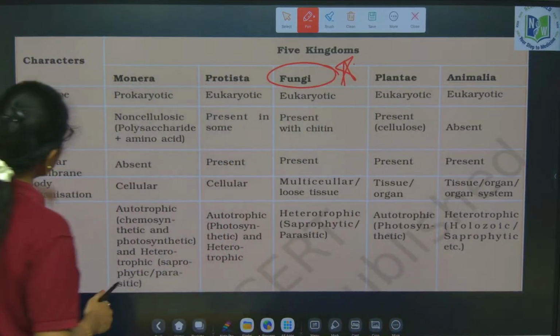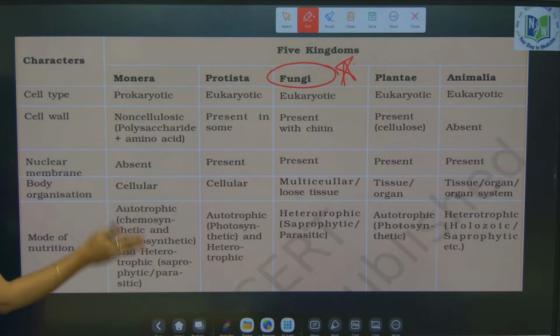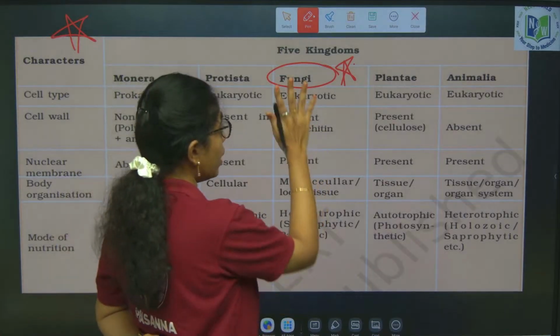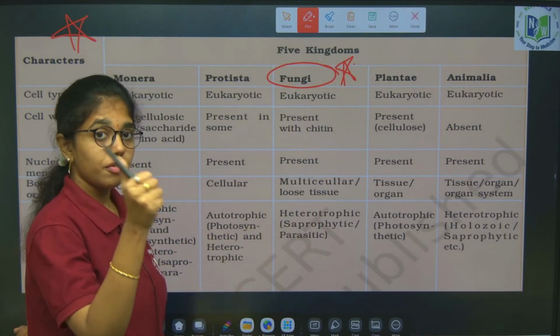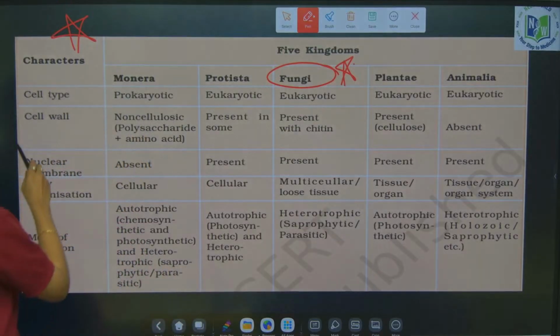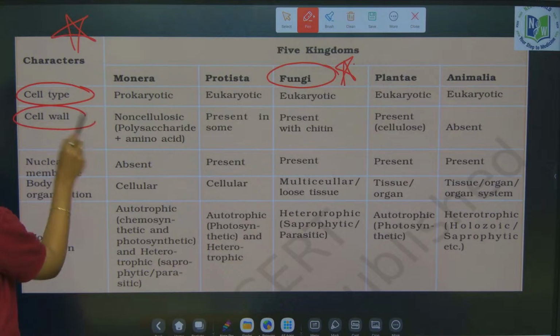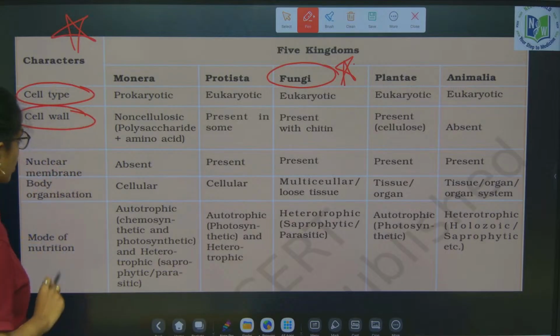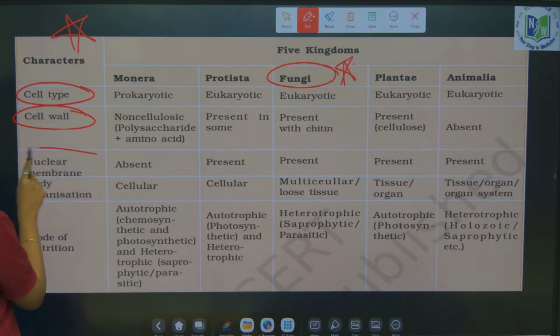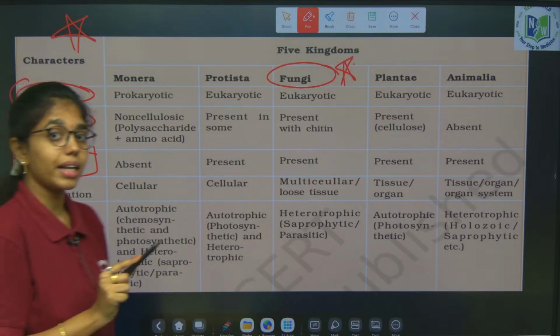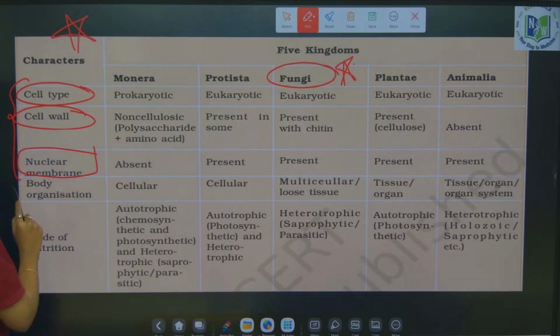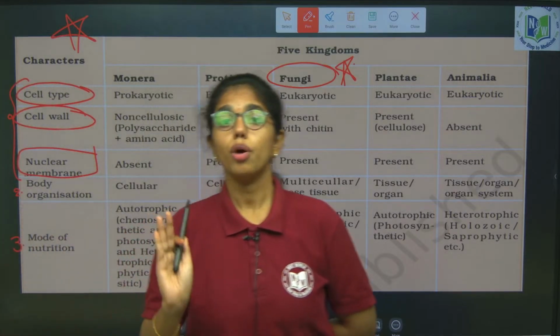Now, amongst this is the NCERT table, which is very important. From the 5 criteria that we have discussed for Whittaker's 5 kingdom system of classification, first is cell structure. Cell type and cell wall talk about cell structure, and cell structure also includes nuclear membrane. Next is body organization or thallus organization. And then third, the most important criteria of the 5 kingdom system of classification, that is mode of nutrition.